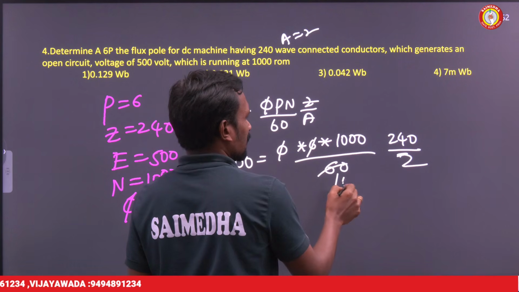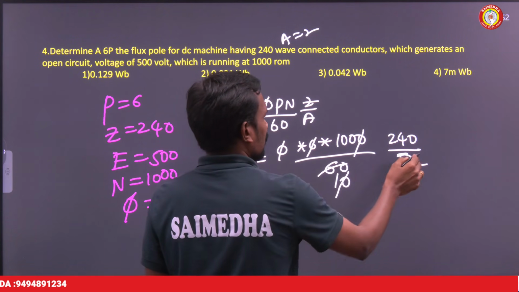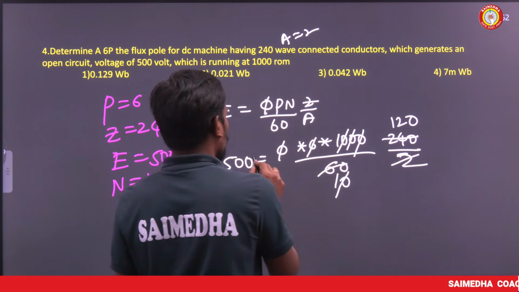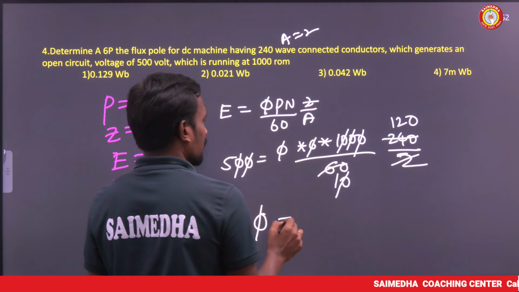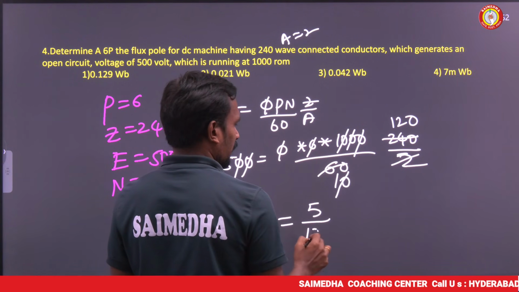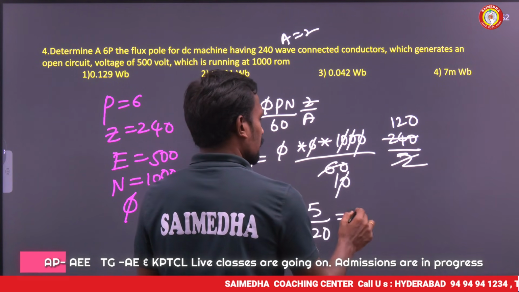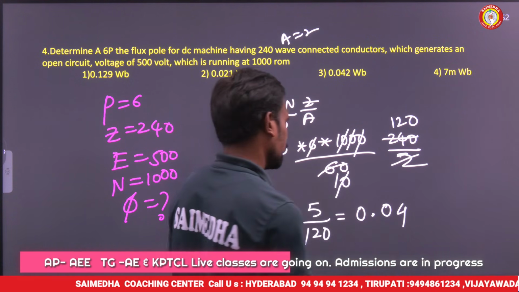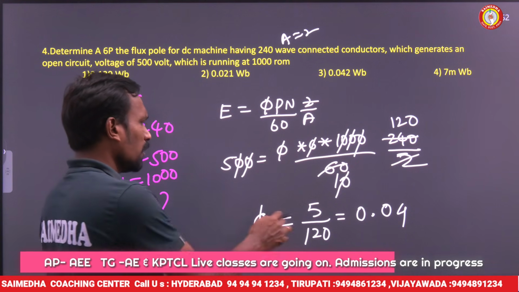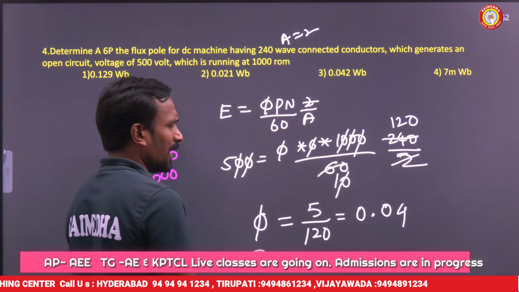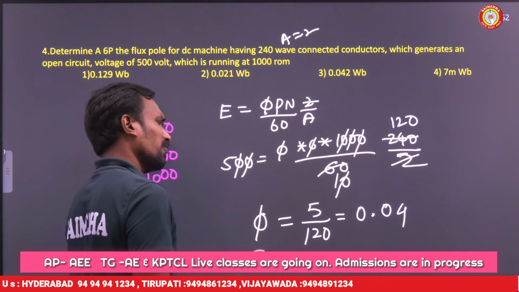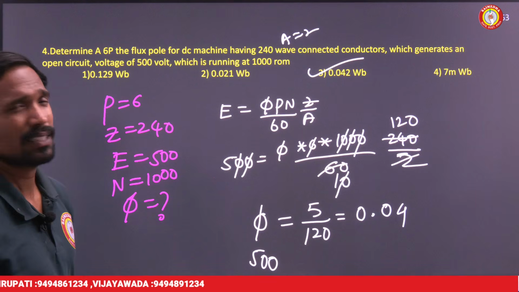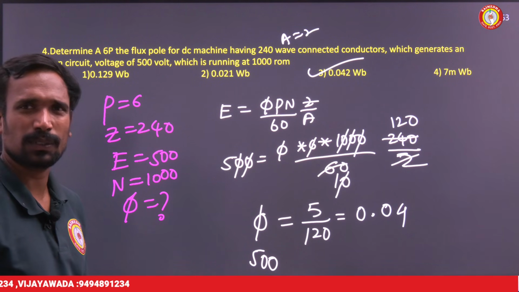6 ones are 6, 6 tens are 60, zero zero cancel, 2 ones are 2, 2 120s are 240, 1 2 1 2 cancel. So Φ is equal to 500 by 12000, which is 0.04, is it? 124s are 480 ultimately, that will be our answer. A simple calculation question, of course.